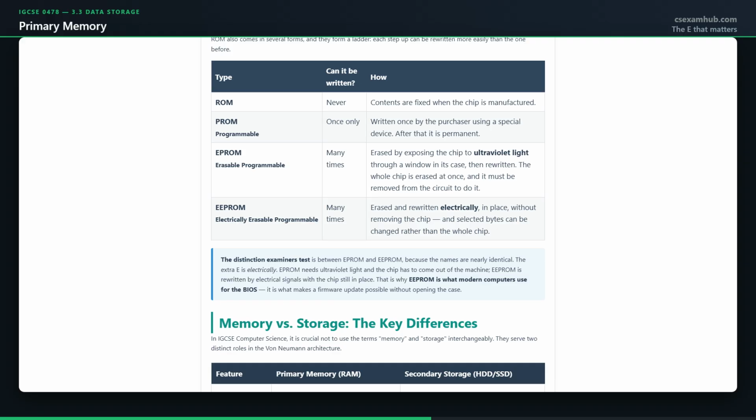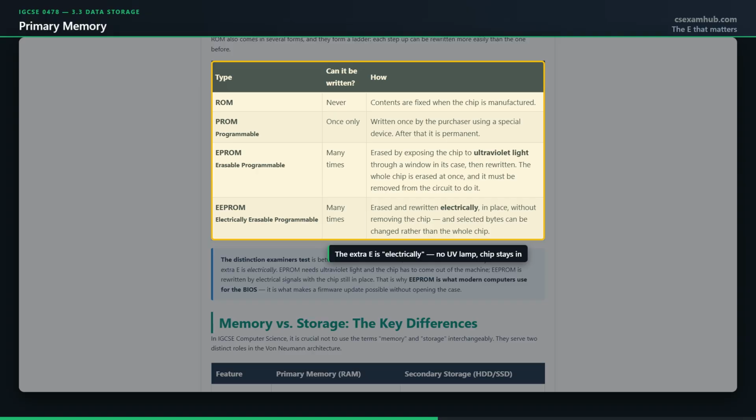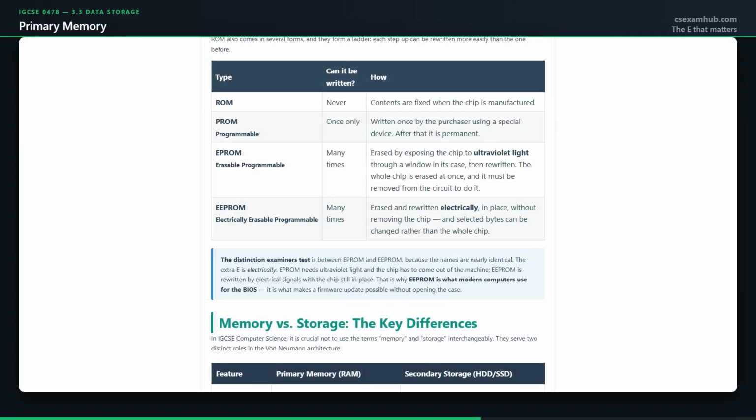EPROM: ultraviolet light, whole chip, remove it from the machine. EEPROM: electrical signals, selected bytes, chip stays where it is, and that difference has a consequence you have benefited from. EEPROM is what a modern computer uses to hold its BIOS, which is precisely why a firmware update is something you can download and run rather than something requiring a screwdriver, a UV lamp, and 20 minutes. If the BIOS were held in EPROM, updating it would mean opening the case and pulling the chip out.